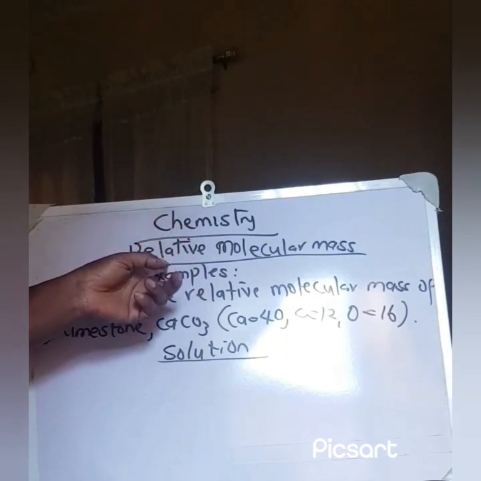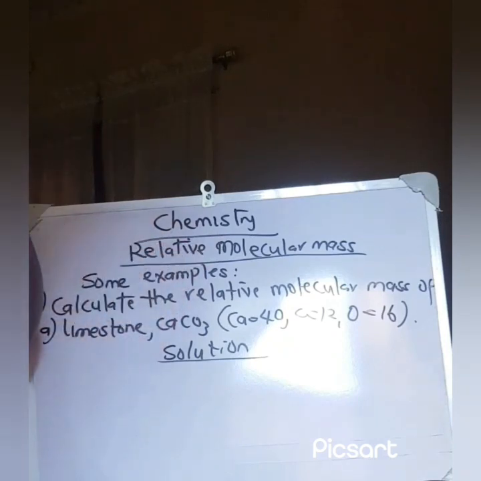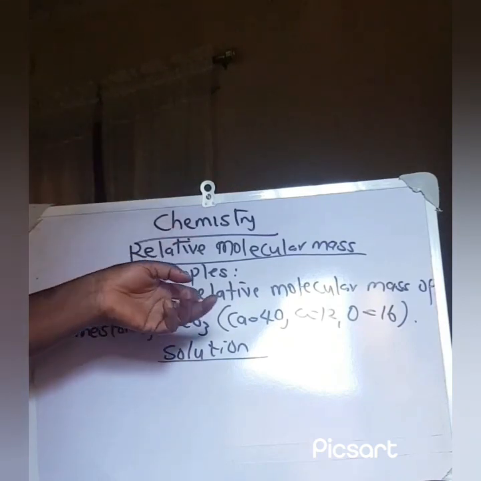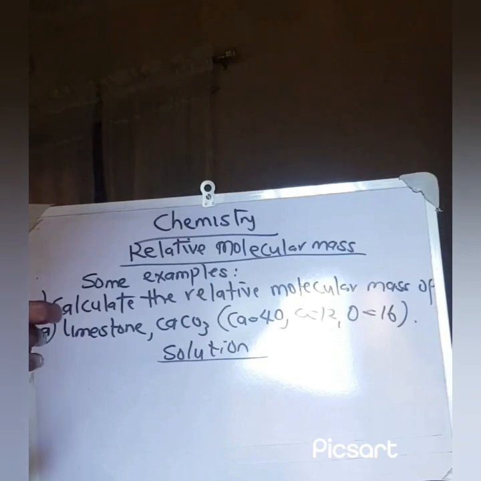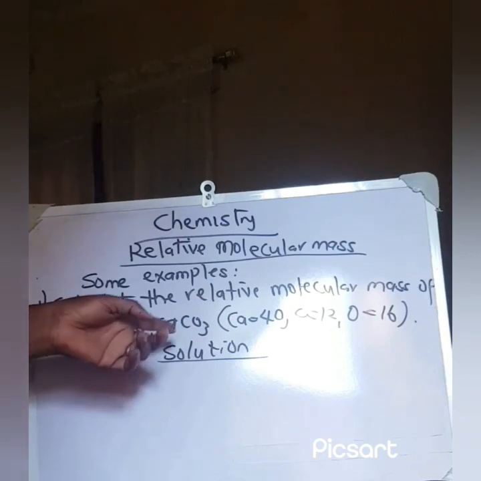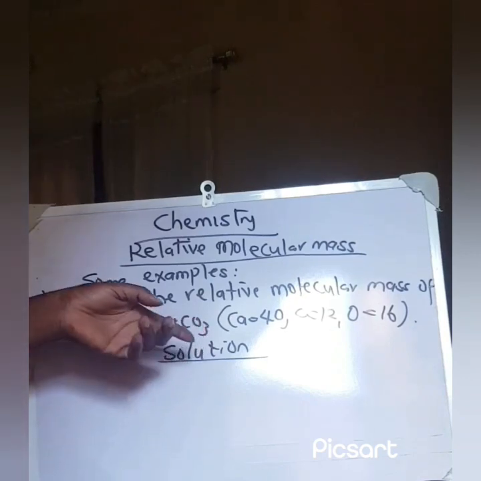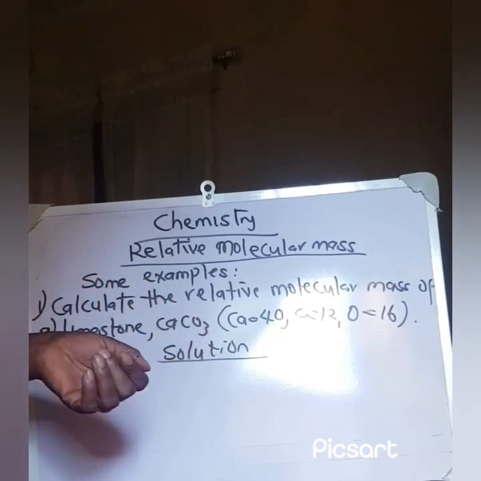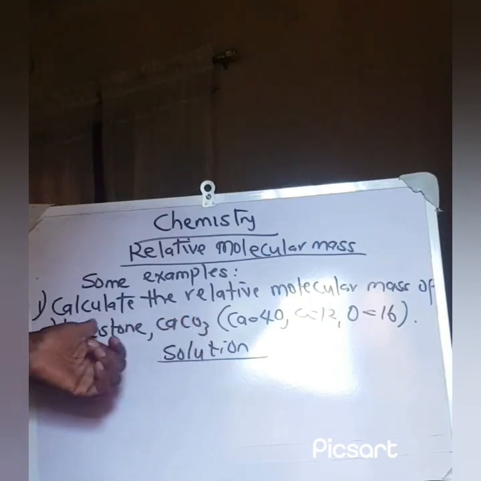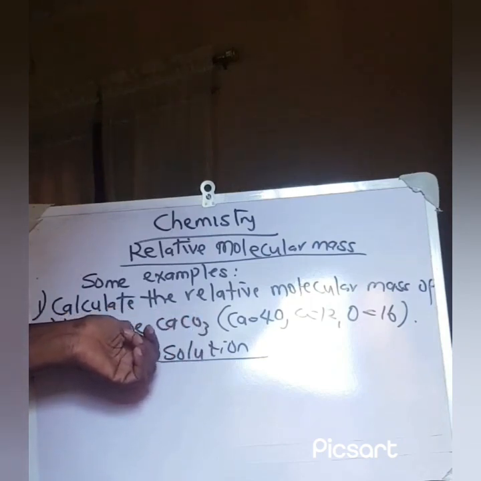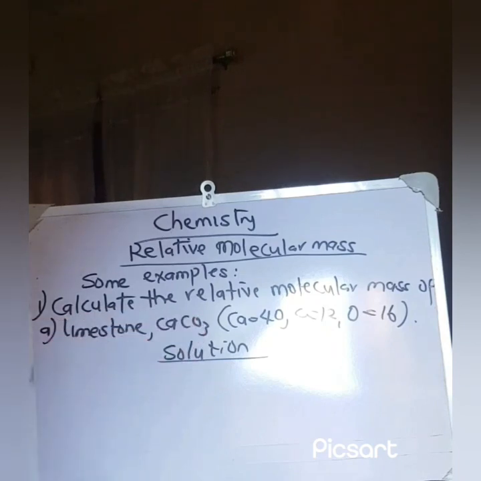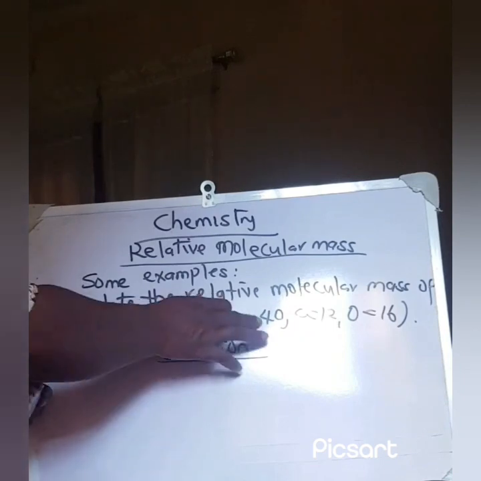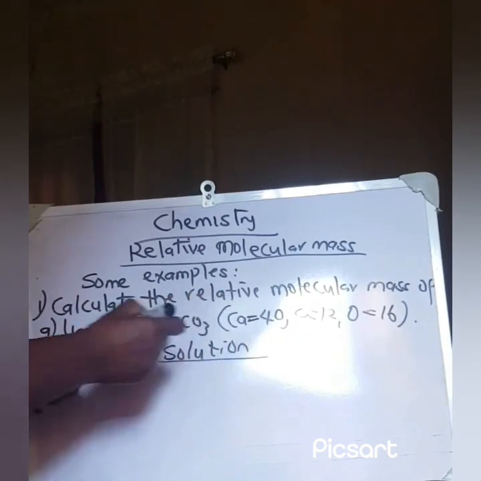We are now in the practical aspect, which is calculating the relative molecular mass of some compounds. For example, limestone, which is calcium carbonate, CaCO3. This is the name, the chemical name, and this is the molecular mass or formula mass. Now, to calculate it, they've already given you some clues. They gave you their molecular masses.